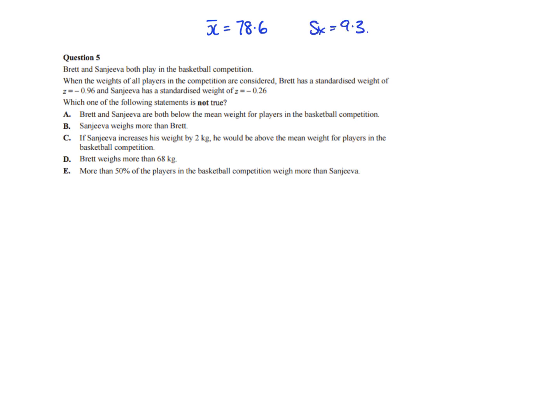Okay. So Brett and Sanjeeva both play in this basketball competition. When the weights of all the players in the competition are considered, Brett has a standard weight of negative 0.96 and Sanjeeva has a standard weight of negative 0.26. So what you could do is, and now they're saying which of the following statements is not true. So with these, I like to have a visual. So I'm going to draw a visual.